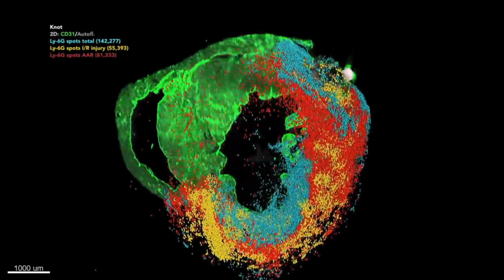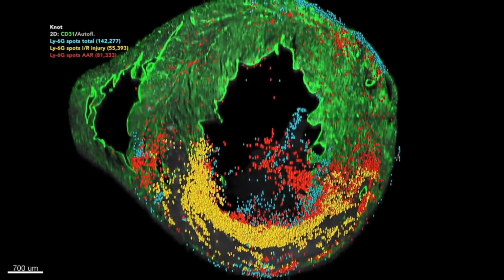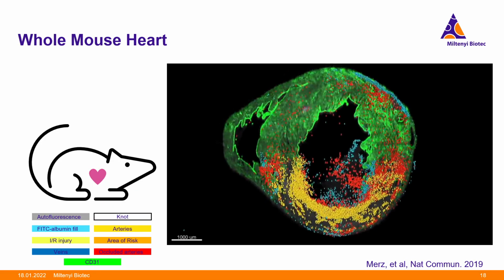Now, as you're watching this movie play through, you can distinguish the acute and late vascular IR damage zones. These also contain highly localized and spatially structured neutrophil infiltrates. These were represented by the Ly6G positive cells and spots that are modulated upon cardiac healing.